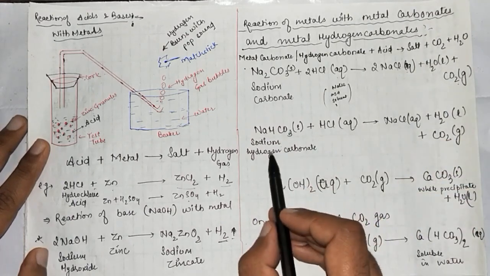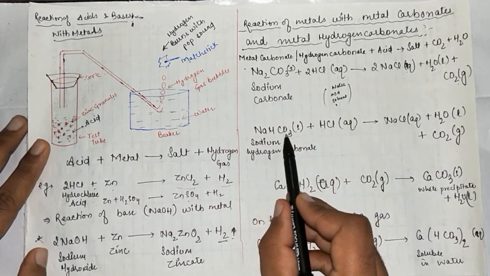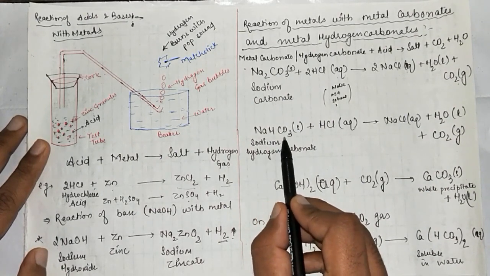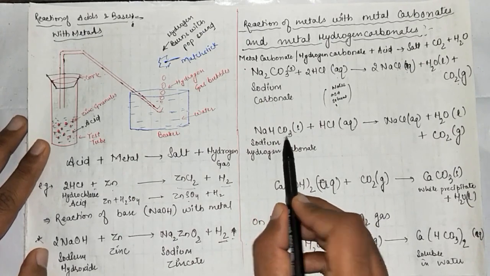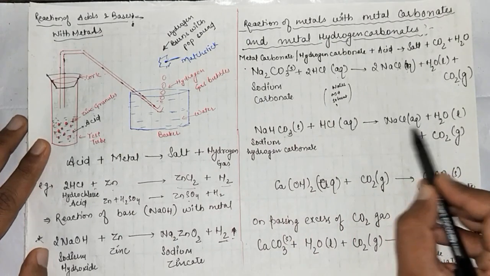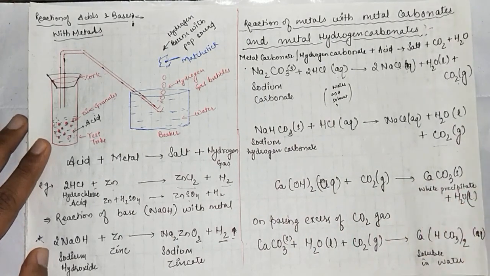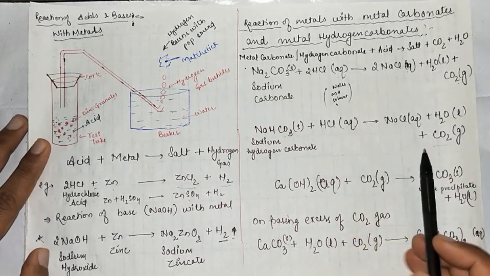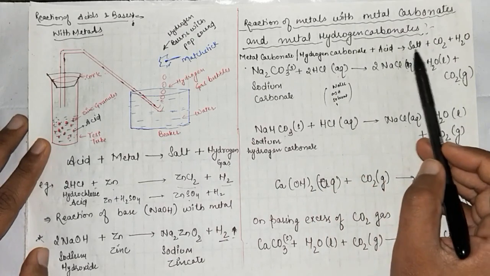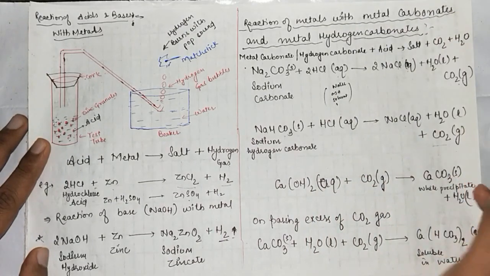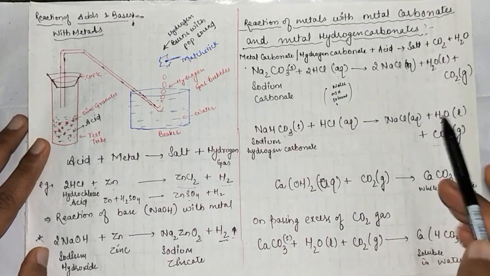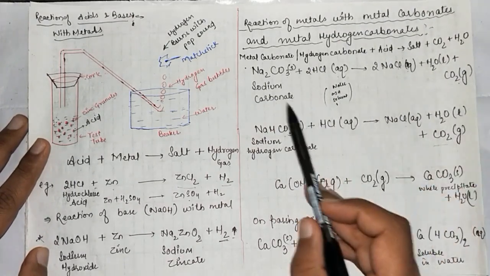Again we can take the example of metal hydrogen carbonate, and here we have taken NaHCO3, sodium hydrogen carbonate, or you can call it sodium bicarbonate. When it reacts with HCl, it forms NaCl, again salt, plus H2O and CO2. Okay, so we have seen that whenever metal carbonate or metal hydrogen carbonate reacts with acid, it gives out salt plus CO2 plus H2O.